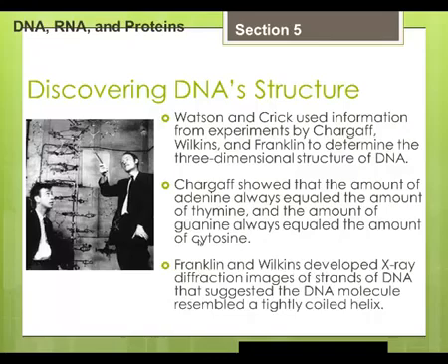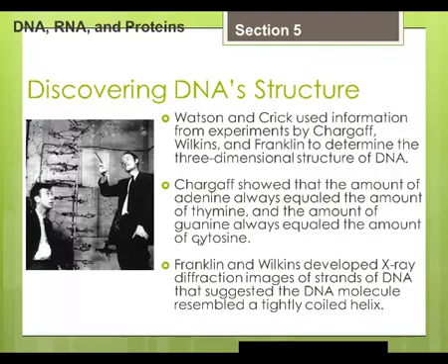Franklin and Wilkins developed X-ray diffraction. So basically they took pictures of DNA with X-rays, and the picture that was created from those X-rays allowed the model of the DNA strand to slowly be developed.